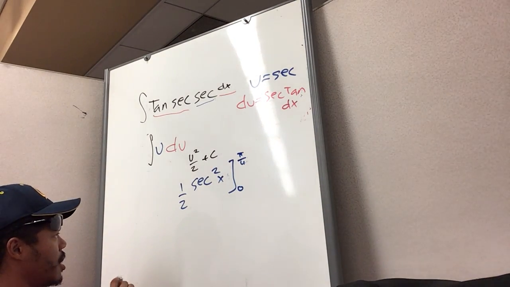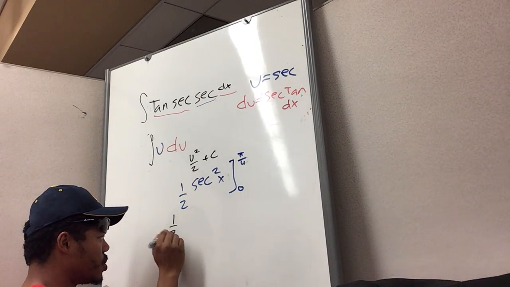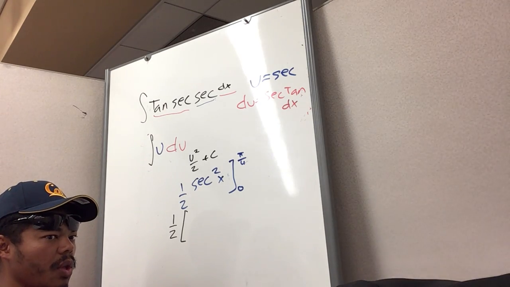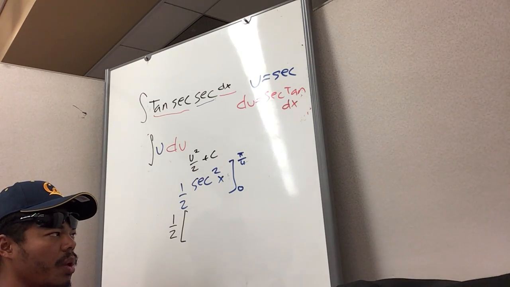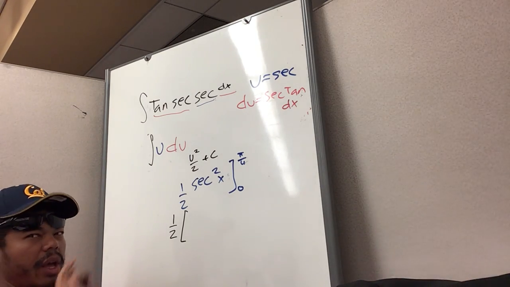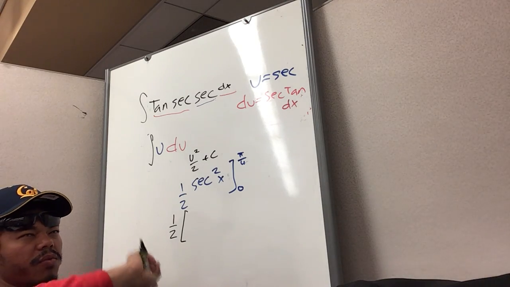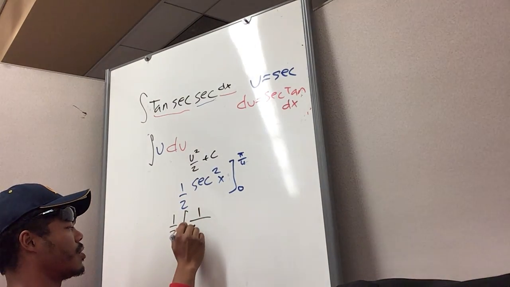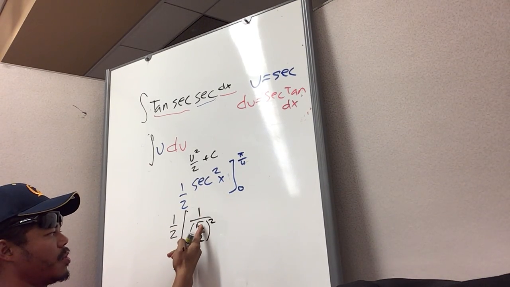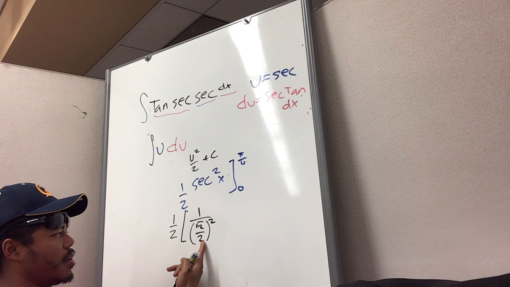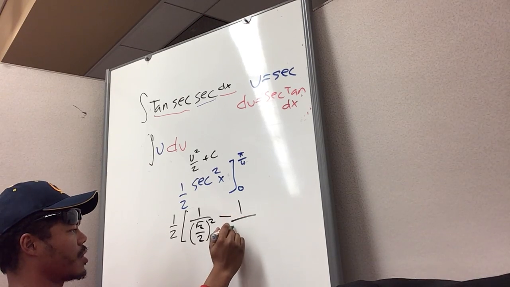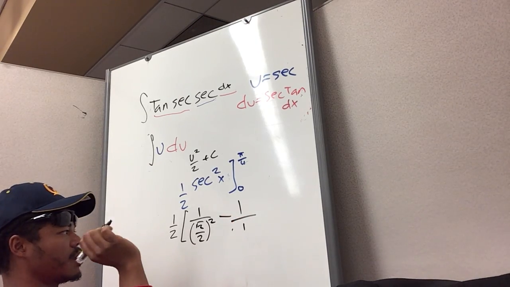Okay, so one half times 1 over cosine squared of pi over 4, which is square root of 2 over 2, which is 2 over square root of 2, squared. This squared is 2, this squared is 4. So 1 over one half is 2, flip it is 2. And then 1 over cosine squared of 0 is 1.